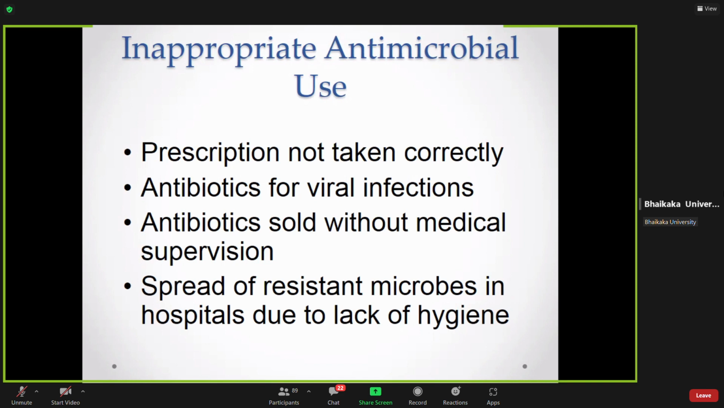Another thing, antibiotics sold without medical supervision. If you go to a pharmacist, and I'm telling you the current-day situation, if you go to any private pharmacy and tell them that you have cold-like symptoms, sore throat, and fever, they will have prepared one packet with azithromycin, paracetamol, and all the required medications, and they'll simply hand that packet over to you. Just give me 200 rupees.